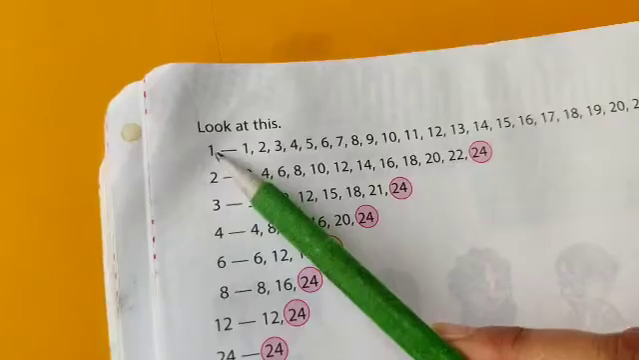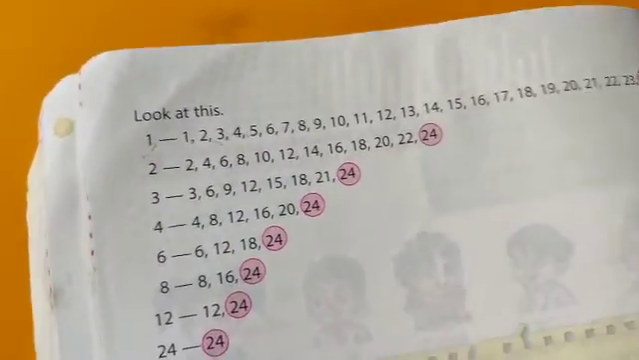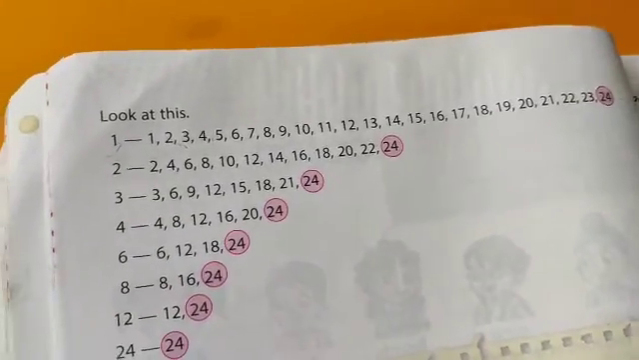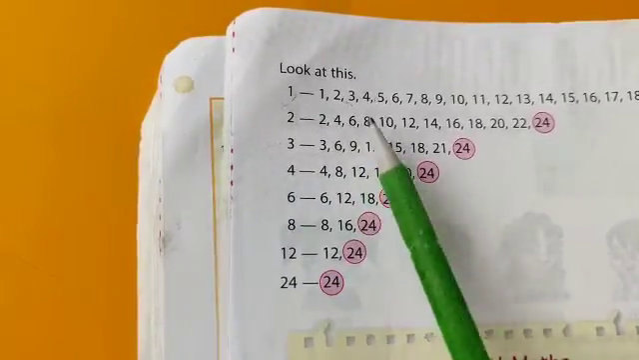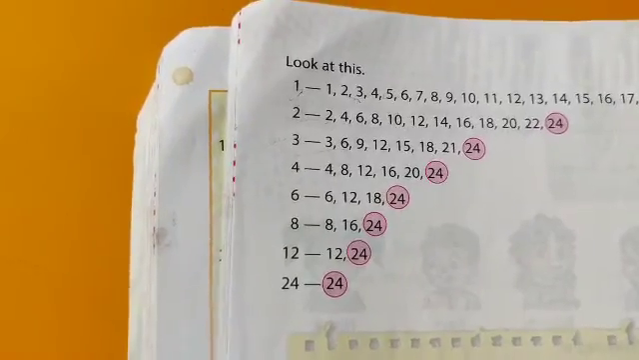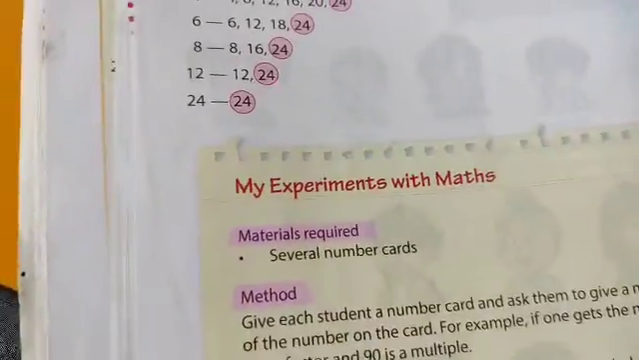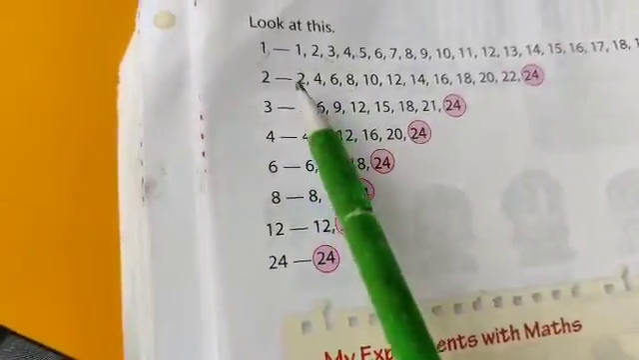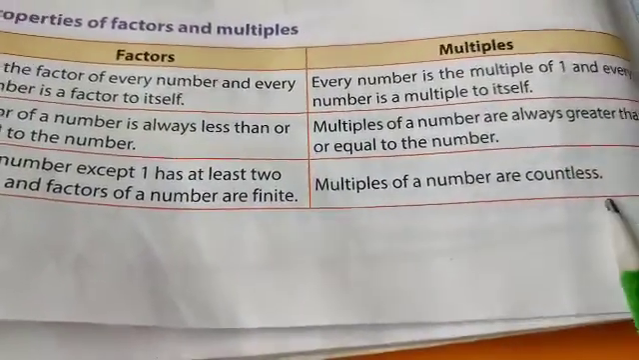See, multiples of 1: 1 ones are 1, 1 twos are 2, 1 threes are 3, 1 fours are 4, and so on. They are countless. For 2: 2 ones are 2, 2 twos are 4, 2 threes are 6, countless. Like this you have to write. These all are the multiples. The smallest multiple is the number itself and the largest multiple we don't know. It's countless. That's why it is mentioned that the multiples of numbers are countless.